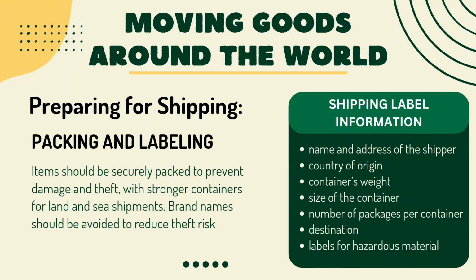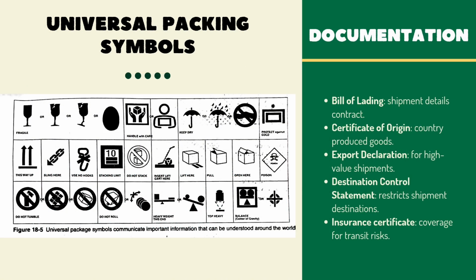Number of packages per container. It ensures accurate tracking. Destination details. It specifies where the goods are going. Hazardous materials labels. It's important for safety and regulatory compliance. Using universal symbols such as fragile, keep dry, and handle with care helps handlers understand special instructions regardless of language barriers.